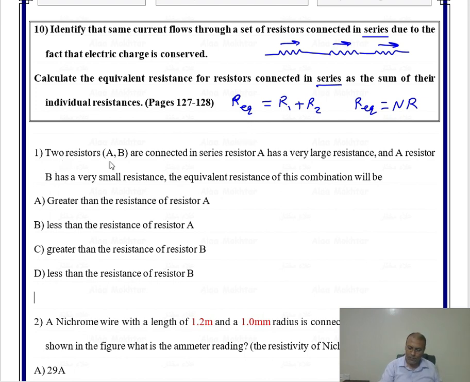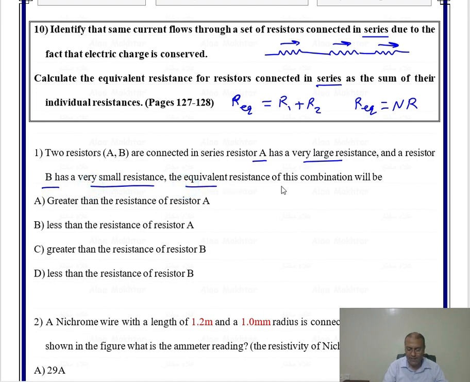Question 1. Two resistors A and B are connected in series. Resistor A has a very large resistance and resistor B has a very small resistance. The equivalent resistance of this combination will be greater than the greatest one, greater than the resistance of resistor A, because it's greater than the greatest one.